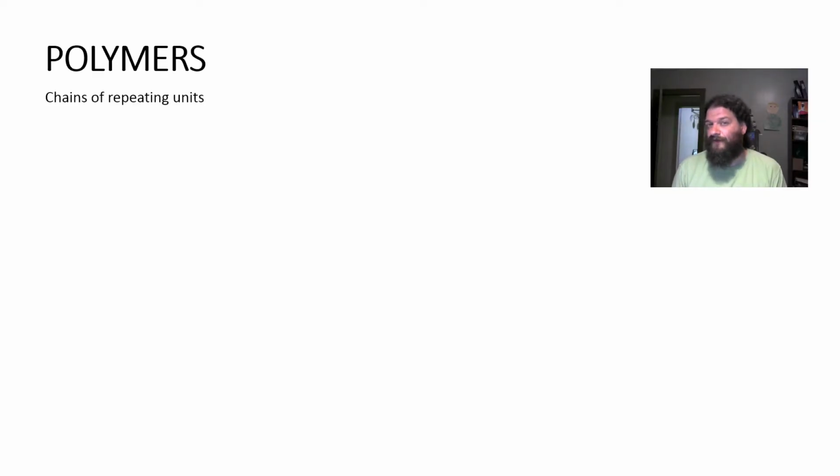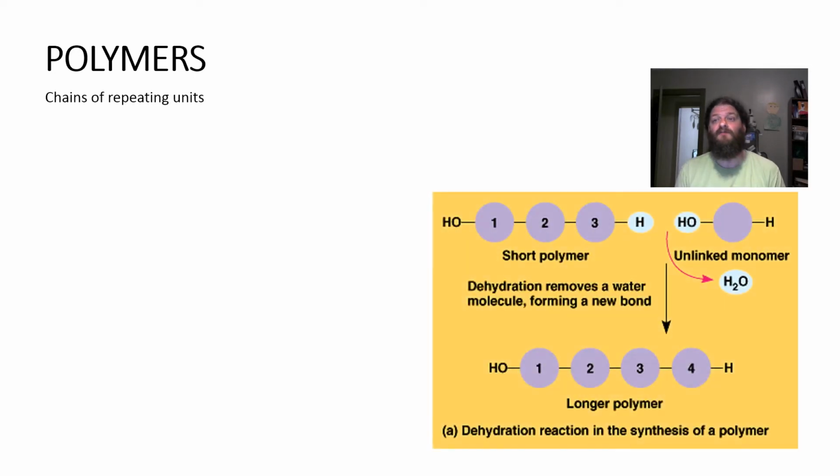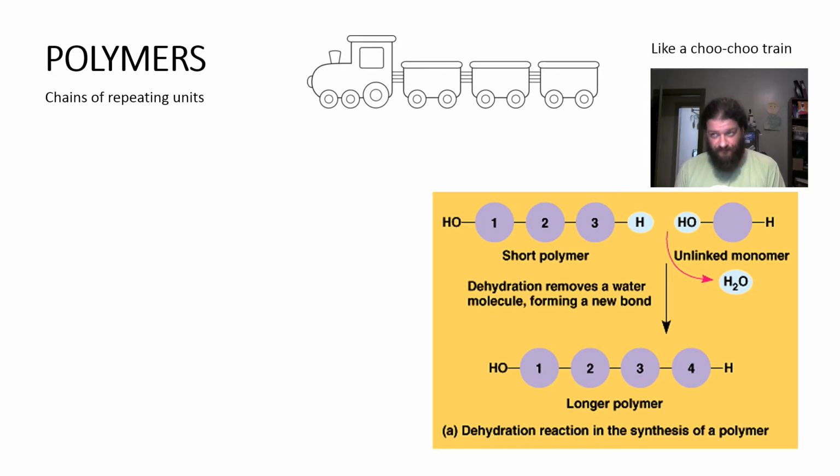If we're going to discuss macromolecules, we really need to take a moment to talk about polymers, which are kind of a basic structure that is common to many macromolecules. Polymers, just like the prefix poly indicates, are many. They're made of chains of many repeating units in a row. I often compare them to choo-choo trains, rather simplistic, but it's kind of cute.